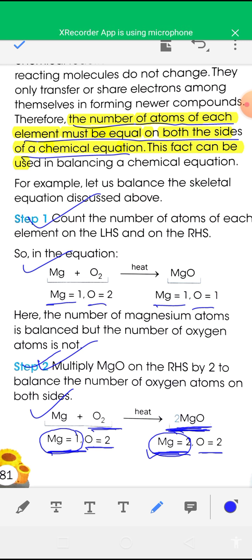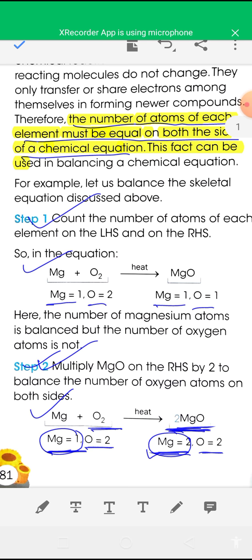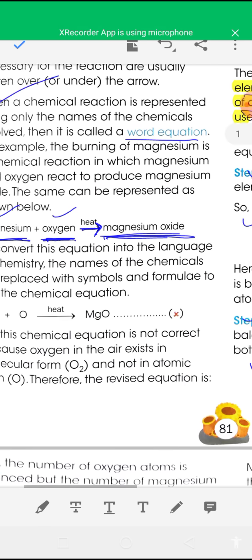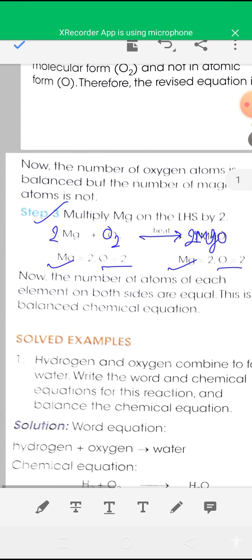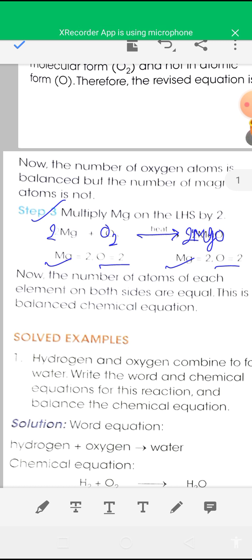So to make an equal number of magnesium atoms on both sides of the equation, you have to multiply Mg by 2 on the left side. So again, multiply Mg by 2 in the third step, and after multiplying Mg by 2, now count the number of oxygen atoms and magnesium atoms on both sides of the equation.